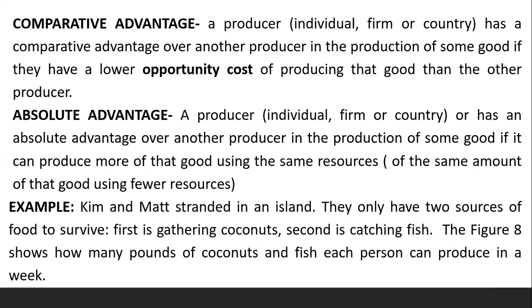The example that we have here is the example of Kim and Matt, in which they are stranded on an island and they only have two sources of food to survive. First is gathering coconuts, and second is catching fish. Now, figure 8 shows how many pounds of coconut and fish each person can produce in a week.